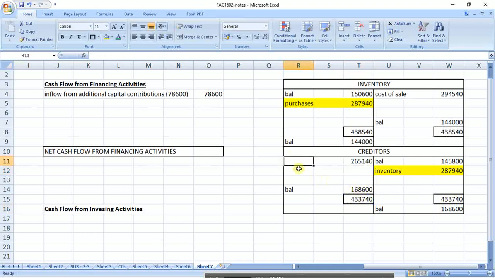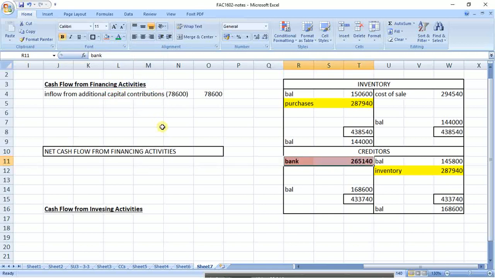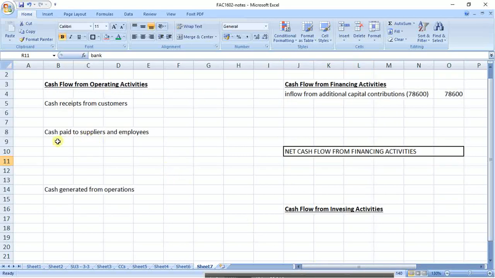Yes. What is that? Bank, which represents an inflow or outflow? Inflow. Yes, you pay your creditors, don't you? Okay, yeah. So where is that going to go? Operating, financing, or investing? Operating. Yes, so it goes here under cash paid to creditors, and you would asterisk the amount.